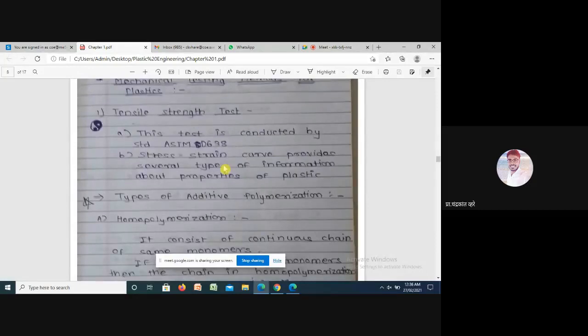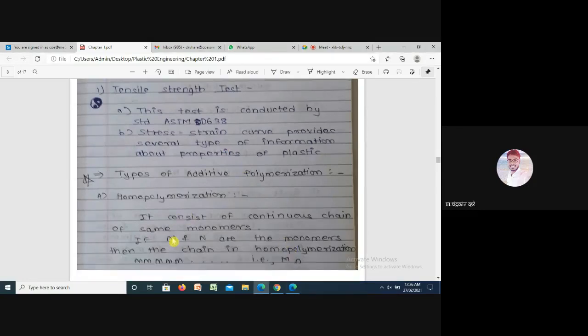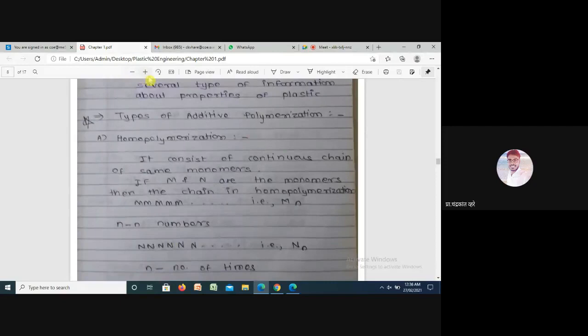Okay. So in the last lecture, we covered the mechanical testing methods for plastic. And in this lecture, we'll cover the types of additive polymerization. In the last lecture, we covered homopolymerization. This is very simple.